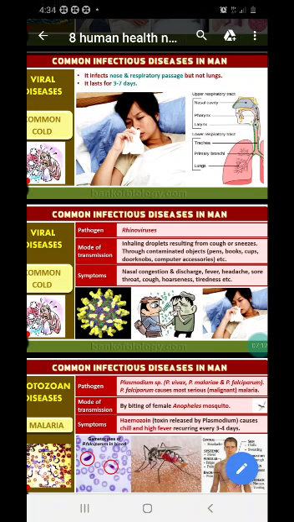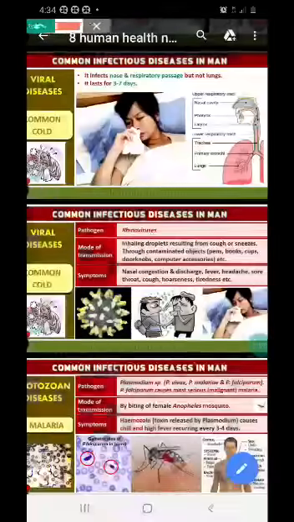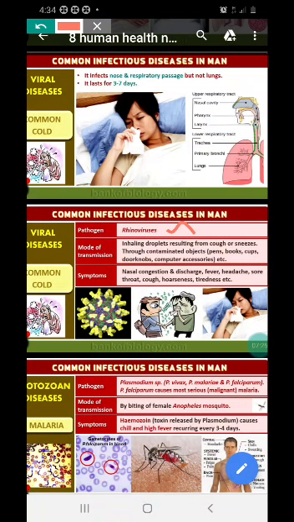Next disease is the common cold. It is caused by a group of viruses. It is not caused by one virus. It is caused by a group of viruses called rhinoviruses. Now it usually affects our nose and the respiratory passage and not the lungs. So it affects our nose and respiratory passage, and it lasts for nearly 3 to 7 days.